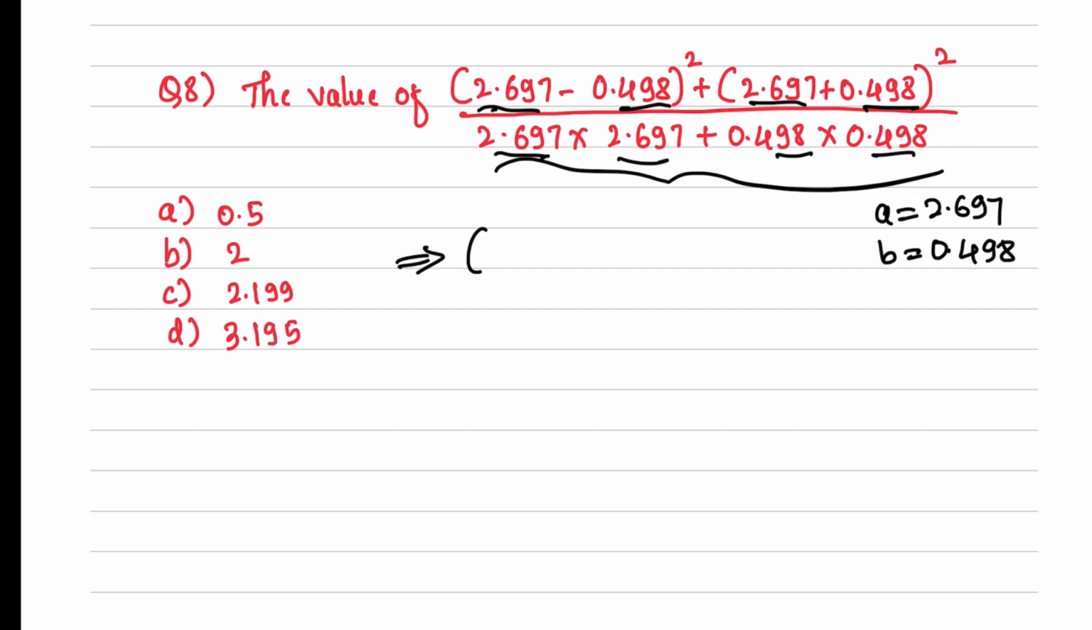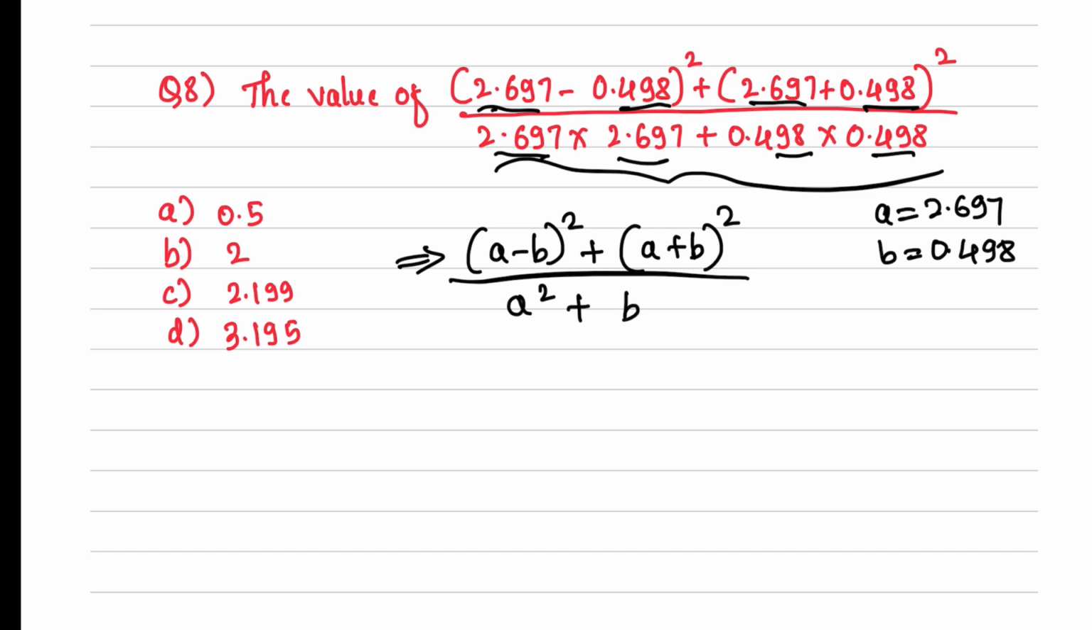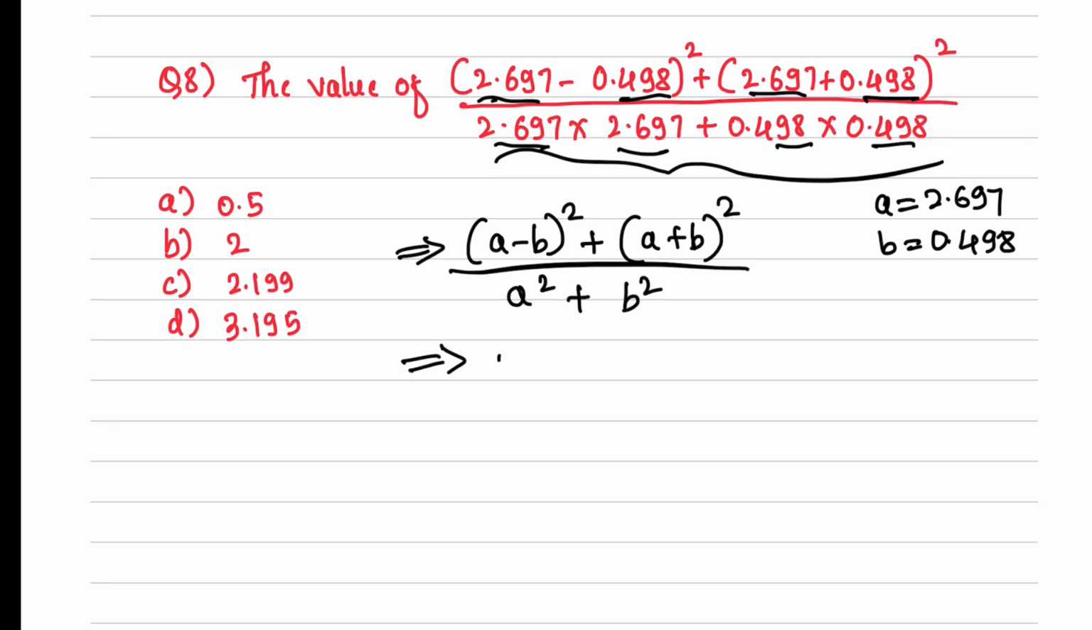So it will be (A minus B) whole square plus (A plus B) whole square, divided by A square plus B square. So if you solve the numerator, you will get 2 times (A square plus B square).